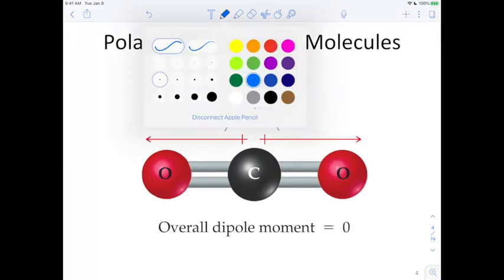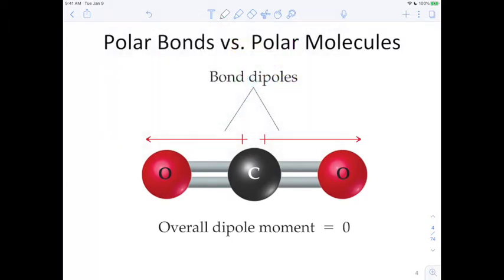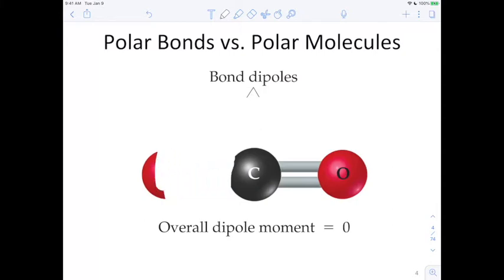And the very first thing I want to do is forget about the molecule, and I'm just going to look at one bond. And I'm going to try to decide if this is indeed a polar bond. Remember, you only need one polar bond to make a molecule polar. So if this one was not polar, then we can go on and check the other bonds.